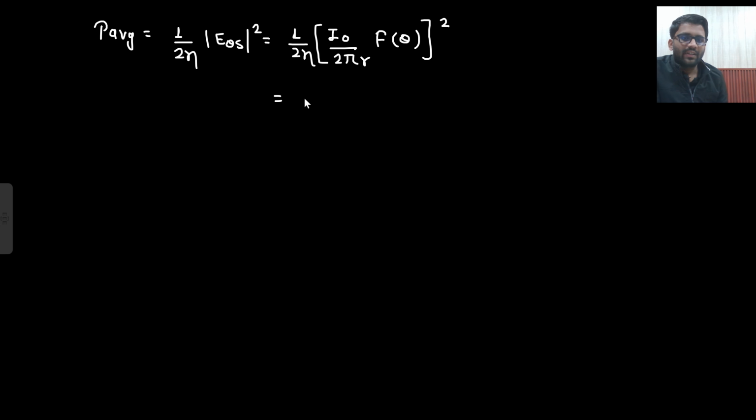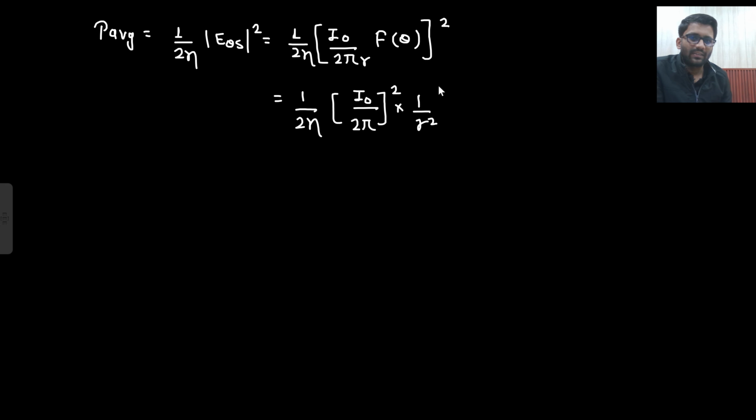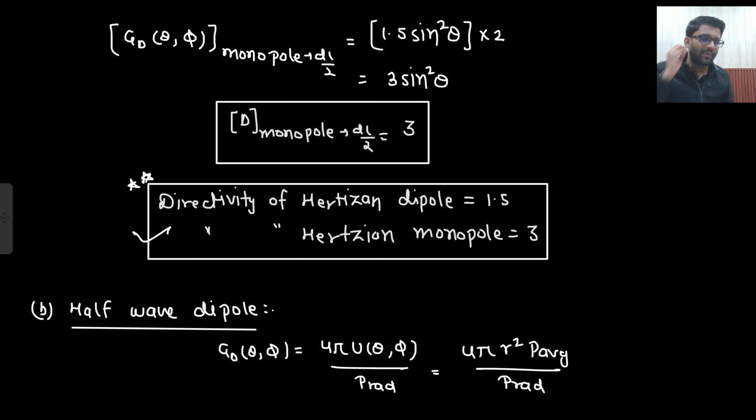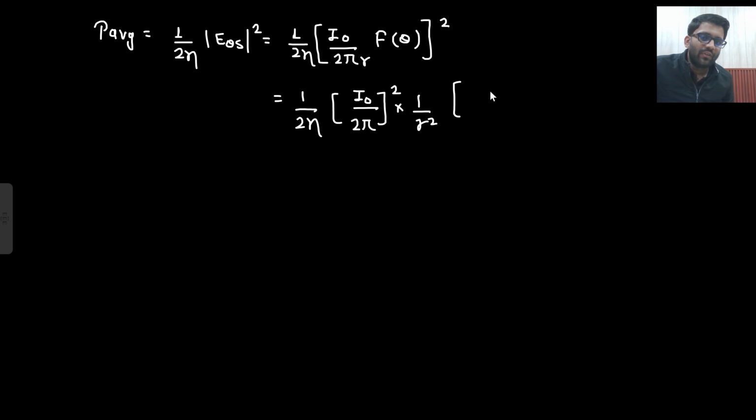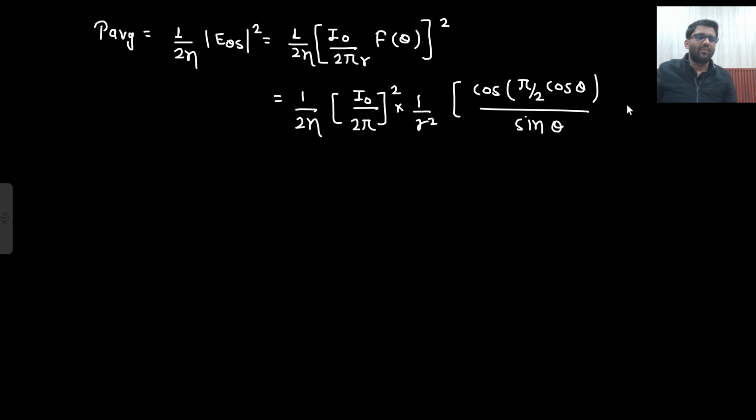So what is your F theta there? So 1 by 2 eta, then I naught upon 2 pi whole square, and then 1 by r square will also be there, which will be getting cancelled because we will find out r square into P average. Then F theta. Do you remember F theta for lambda by 2? I told you this again and again, we will be using it. Even if you don't remember, you can derive it, but if you remember, you can directly write down cos of pi by 2 cos theta divided by sin theta, and there cos pi by 2 will be 0, so that term will not come. There you go.